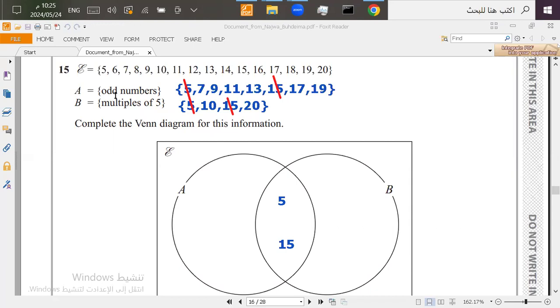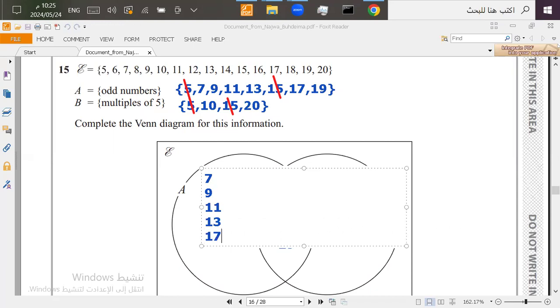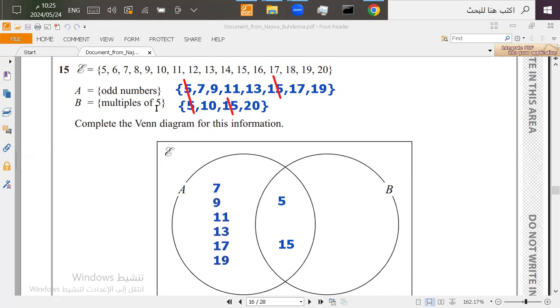Now we're going to take a look at set A. The numbers that we didn't write, we're going to put in A. So let's put them here. We have 7, 9, 11, 13, 17, and 19. These are the numbers that we didn't write, so we wrote them in set A. Now, set B: we left 10 and 20, so we put them here, 10 and 20. Now, we take a look at the universal set. The numbers that we wrote, we're going to put a line on them, and we're not going to use them. The numbers we didn't write, we're going to use, okay?